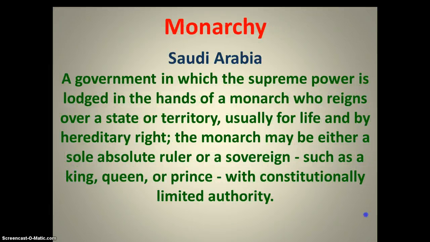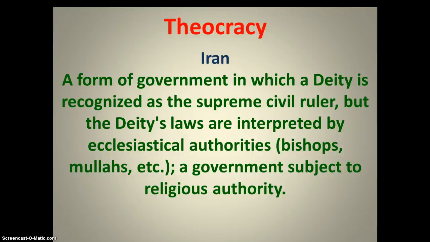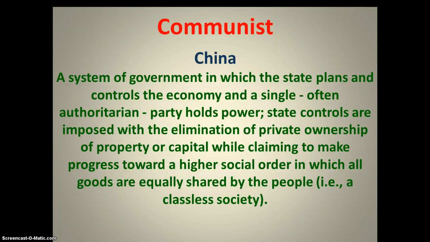Monarchy. Saudi Arabia. Theocracy. This you probably had in world geography, world history, is a form of government in which a deity is recognized as a supreme civil ruler, but the deity's laws are interpreted by ecclesiastical authorities, bishops, mullahs, etc. Could be a priest. A government subject to religious authority. So if their government is based on the religion, it's called a theocracy. Just like theology is the study of religion, a theocracy is the government based on religion.